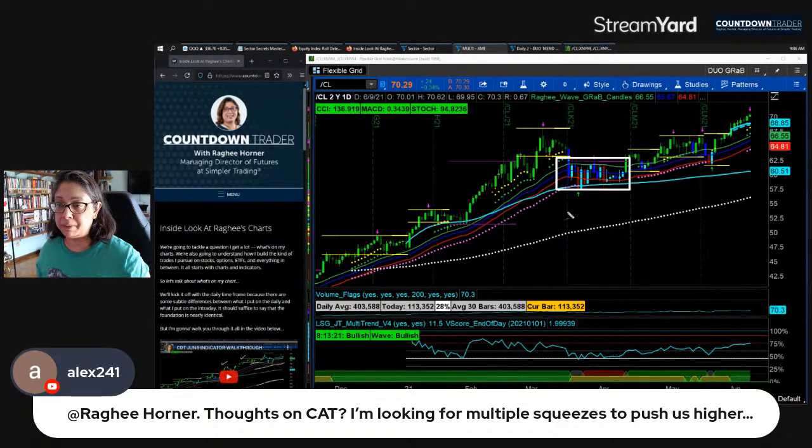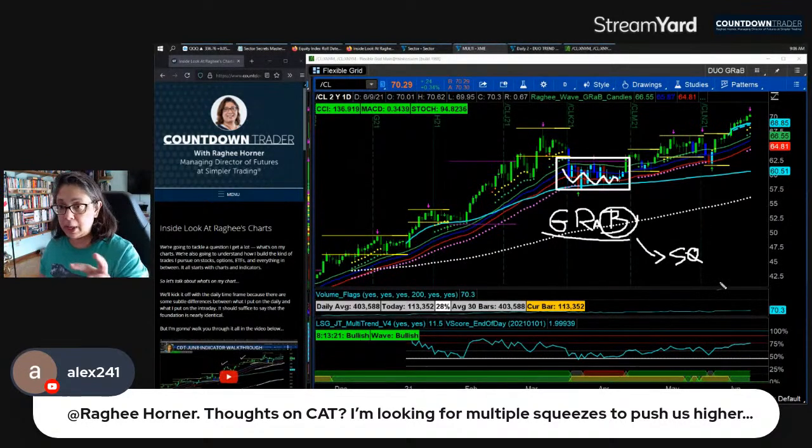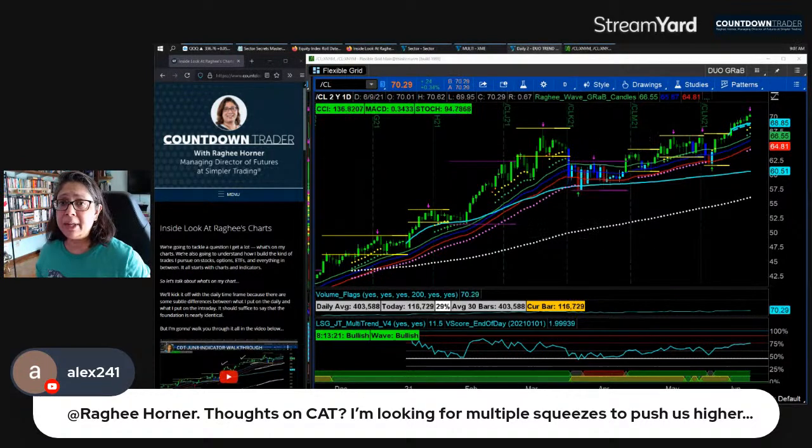Those of you that are familiar with my GRAB candles, which simply stands for green, red, and blue: my GRAB candles go neutral. Blue is neutral. Blue is the precursor for me for the best squeezes. Blue is the market has gone neutral. It's stuck in a range. It's being compressed. It's consolidating. It's accumulating, whatever the verbiage is that you want to use. But I look at that as the precursor to a potential breakout. So, that's the way I would look at it.